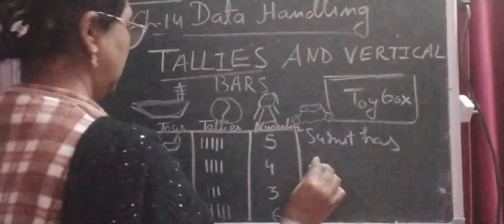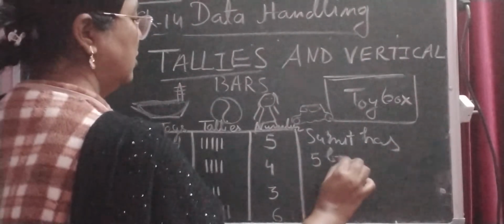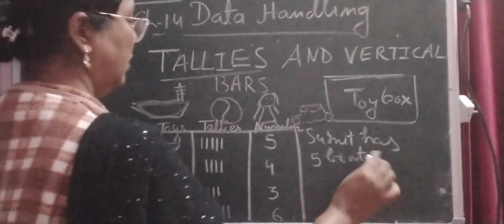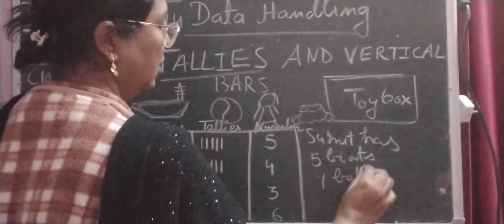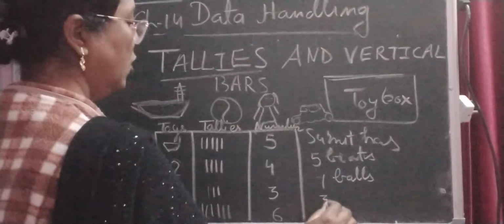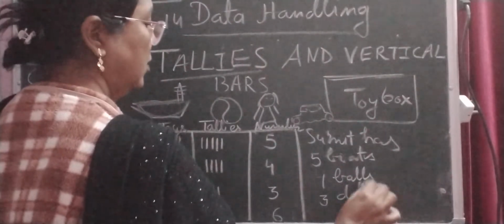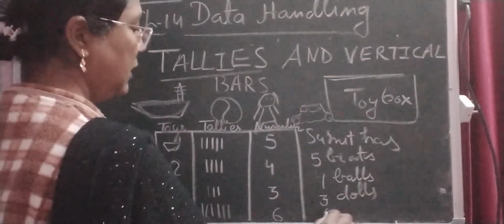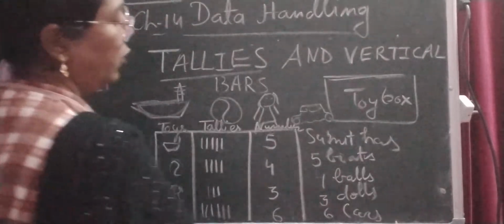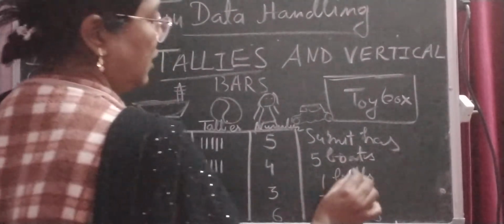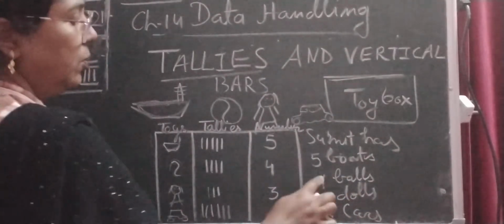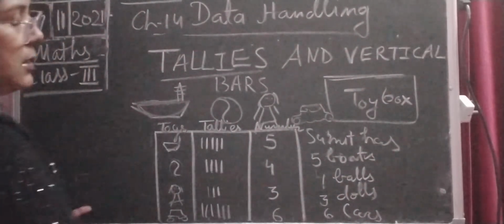has 5 boards, 4 balls, 3 dolls and 6 cars, toy cars. So now here it is clear. Sumit has 5 boards, 4 balls, 3 dolls and 6 cars.